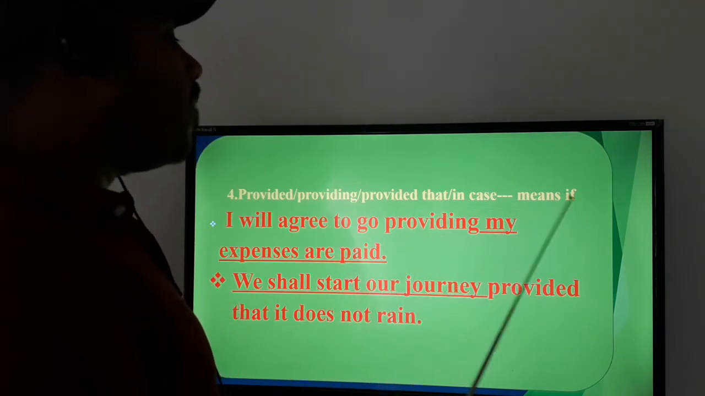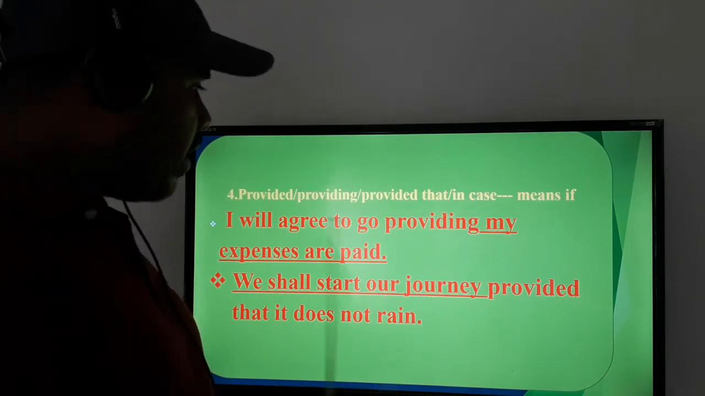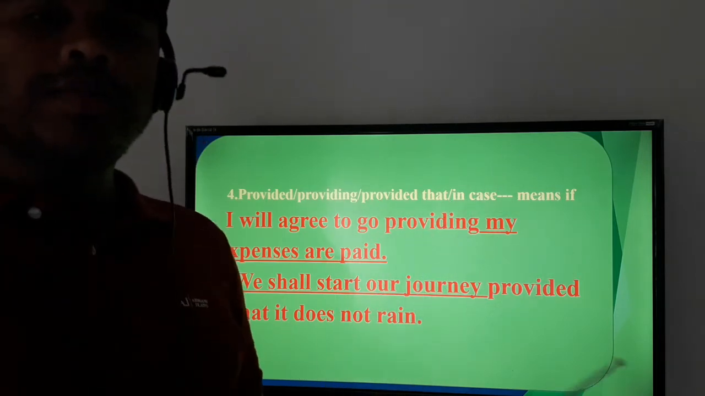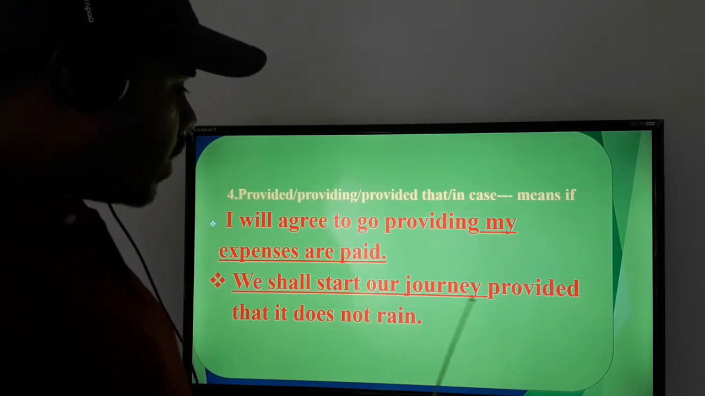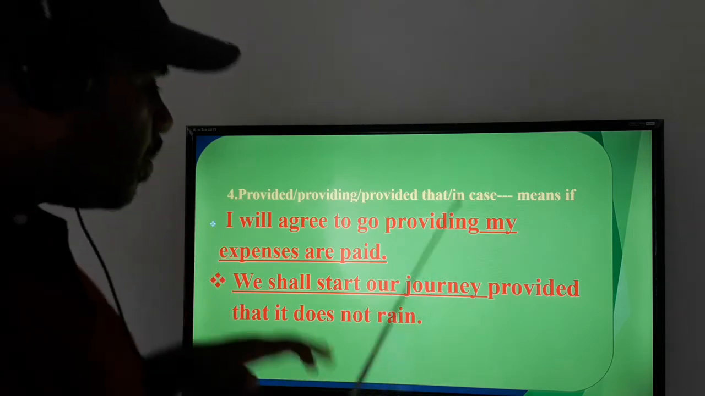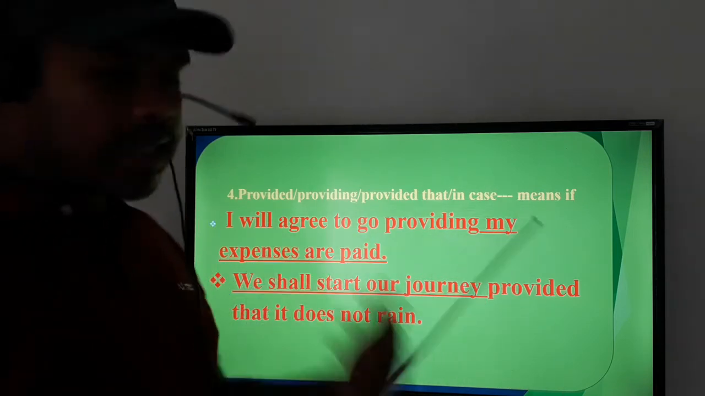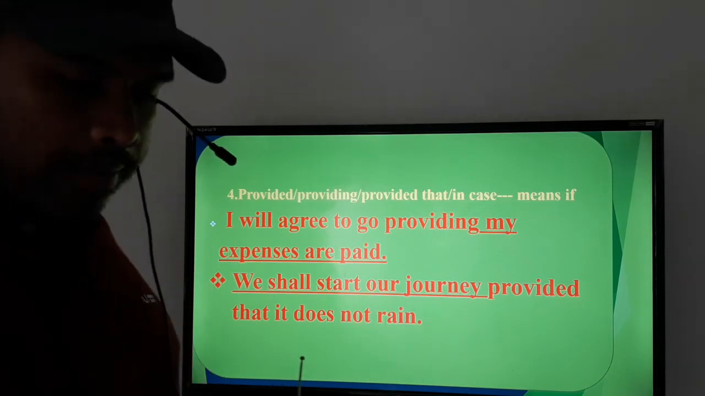That is, it means provided, providing, or provided. In case, it means what? In case means if. We shall start our journey provided that it does not rain. I mean, it depends on a condition. We will start our journey when? If there is no rain. Okay?